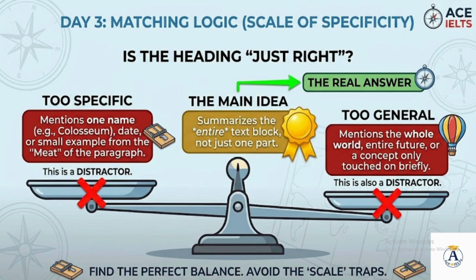So, what if you are stuck between two headings? You use the scale of specificity. Too specific. Does the heading mention a tiny detail like the Colosseum? If that's just an example in the middle of the paragraph, it's a distractor. And let's talk about things that are too general. Does it mention the future of energy when the text only talks about one specific town? That's too broad.